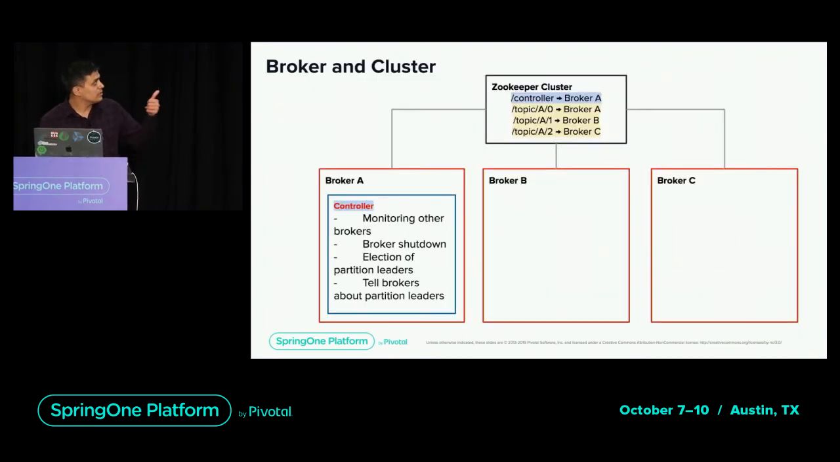I've given some links. This is a broker and cluster architecture. One of the brokers is nominated as a controller, and there is a ZooKeeper which maintains who is the controller and which broker is the leader of the partition. The controller has some functions. It manages the shutdown, it elects the leader of the partition, and communicates that election to the other brokers in the system.